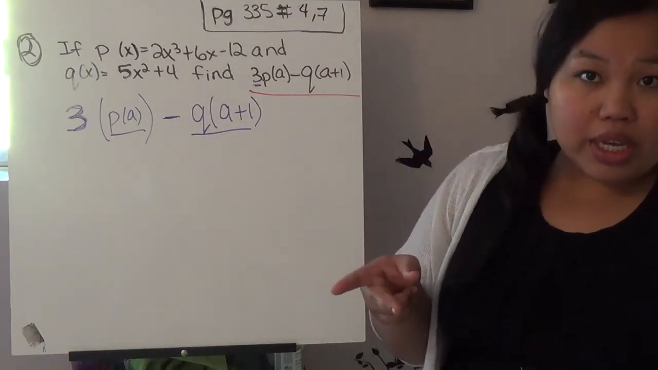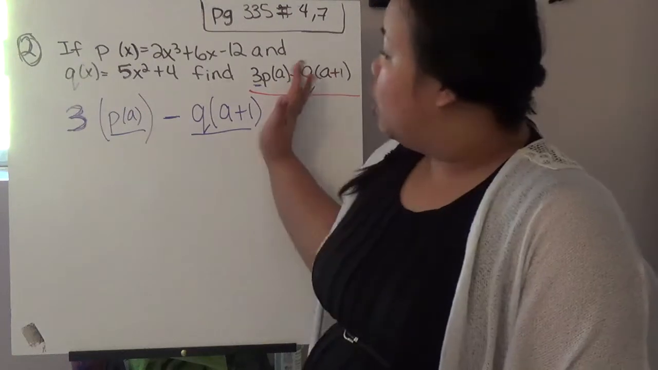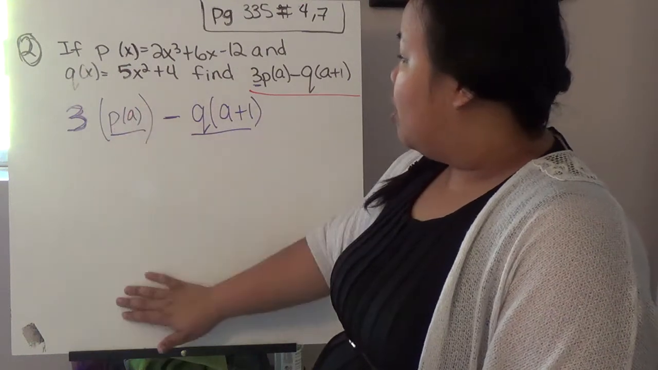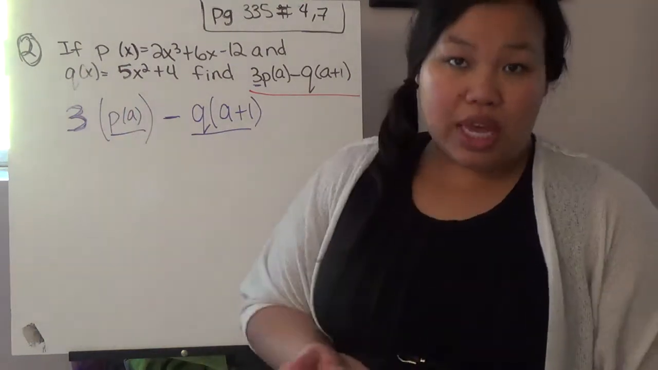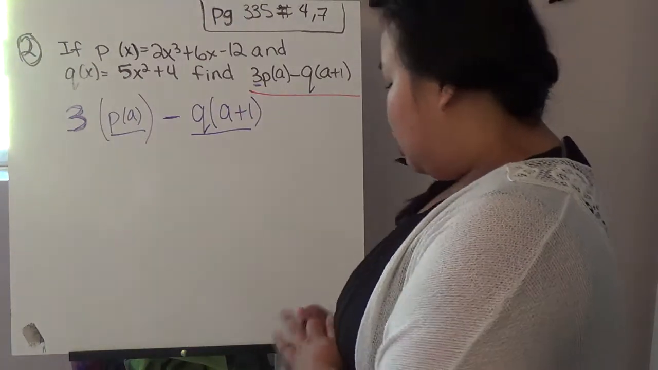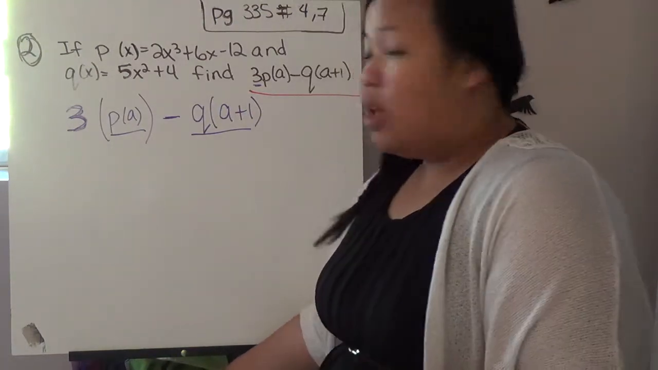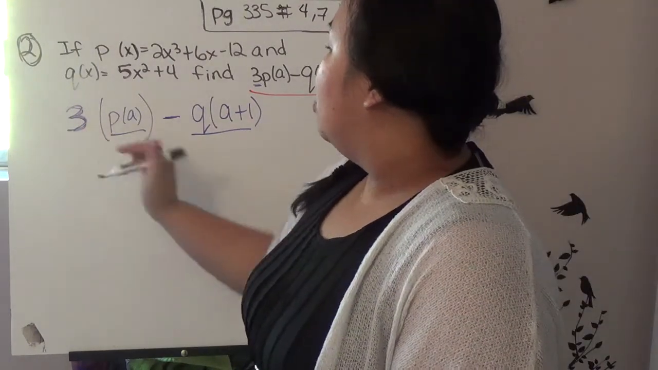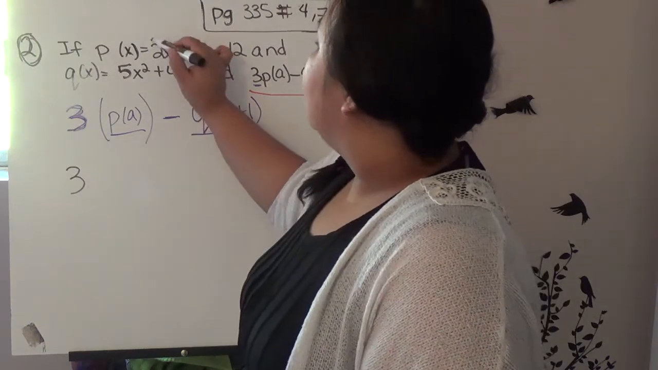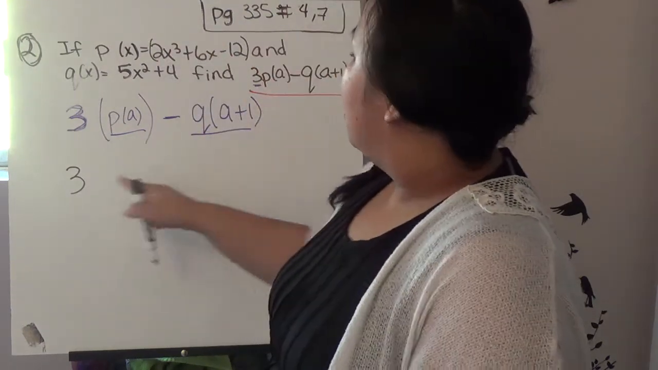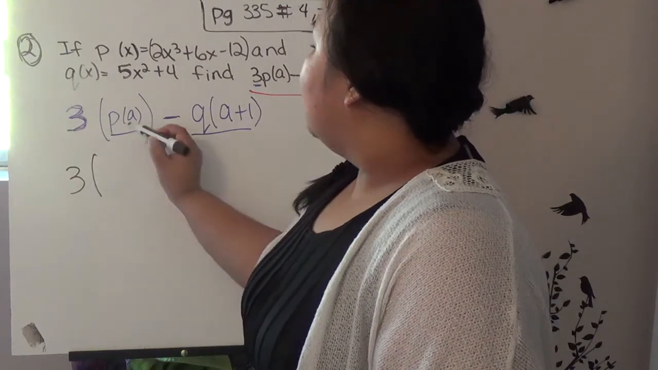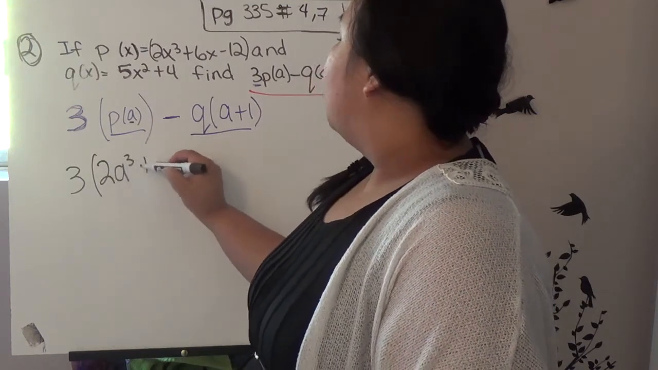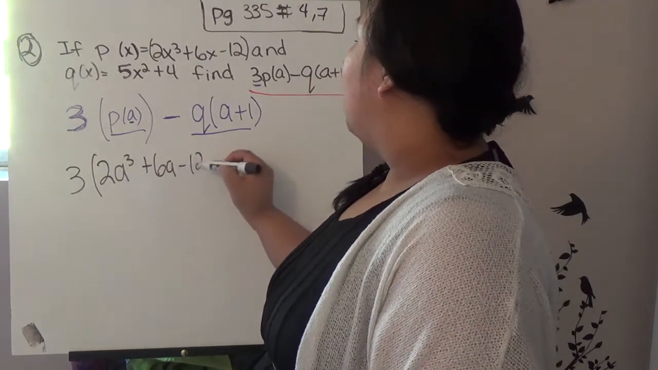Now you can do this one or two ways. You can either just do the equation first and then replace later, or you can just solve everything and then at the end replace all the x's with a's, or just do it all together. I'm going to do it all together, and if you want to know how to do it the other way, you can ask in class and I can help you with that as well. So what we're going to do is we're going to take 3, and p of a is this. So I'm going to put it in its little bubble right here, and I'm going to plug it in here. But instead of x's, I'm going to have what? A. So it's going to be 2a cubed plus 6a minus 12.